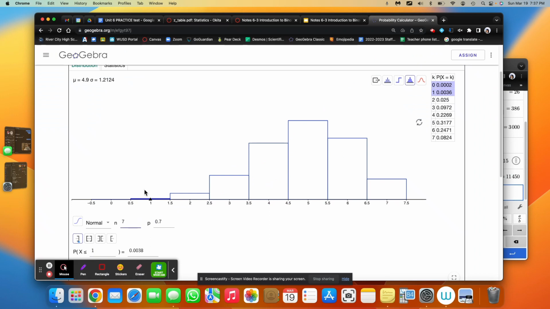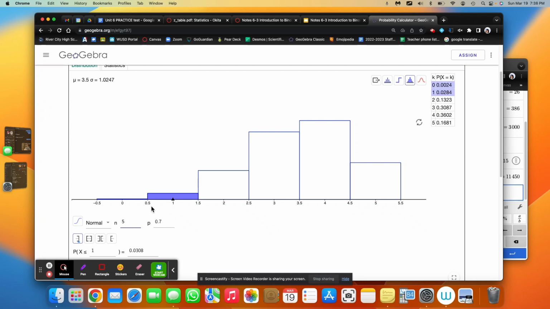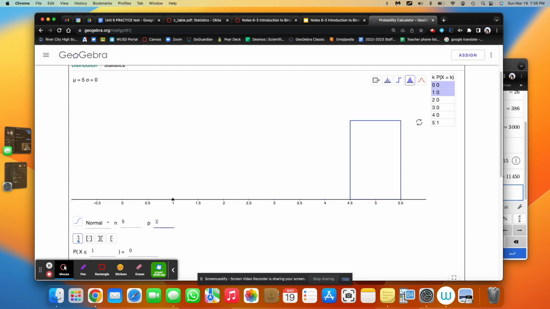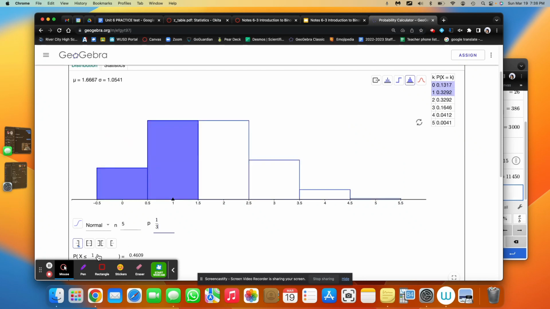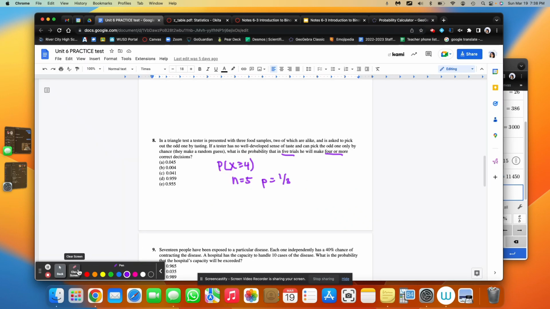So n is 5. p is going to be 1/3. And then we want 4 or more, so we need greater than or equal to. That would be 4 and 5 added together. So that's going to be 0.0453. That's going to be A.